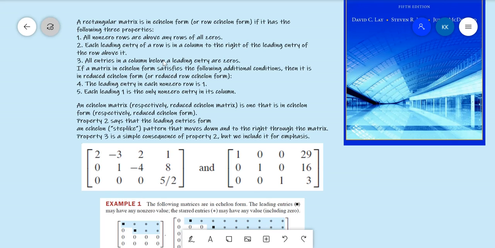All entries in a column below a leading entry are zeros. This means that for this row, this 2 is the leading entry and all entries below it are 0. 1 is the leading entry and 0 is of course below it.